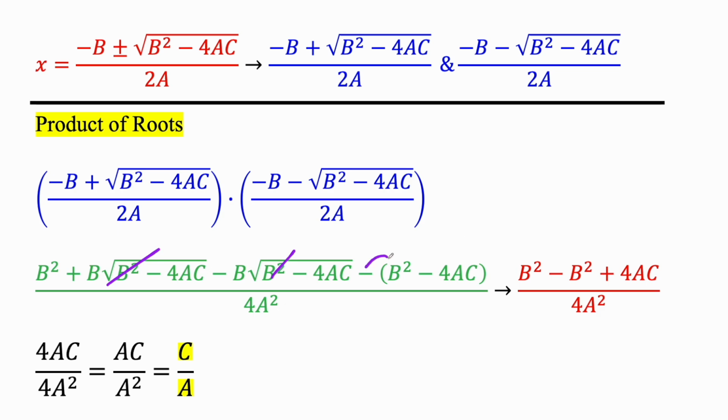So if you distribute the negative, you're going to get this. b squared minus b squared cancels out. So now you have 4ac divided by 4a squared. The 4s will cancel, and then one a is going to cancel, so you have c divided by a. And that's pretty much it for this video.